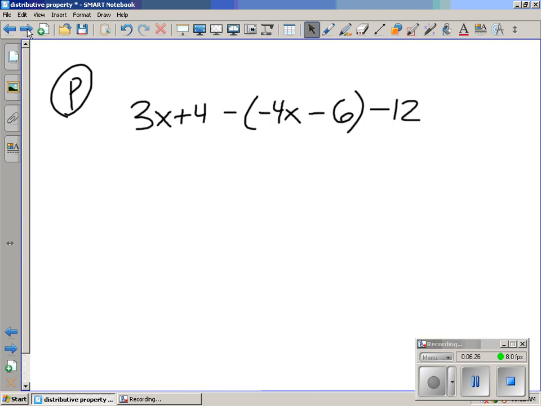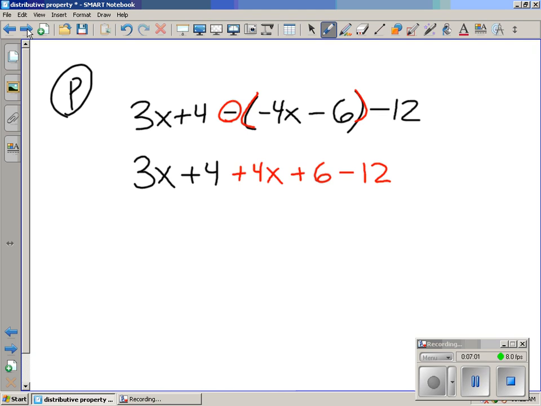Let's do another example like that. So I get 3x plus 4, and then from here I'm going to use that strategy that I talked about in the last example, and I'm just going to take the opposite of the parentheses. So the opposite of -4x is a +4x. The opposite of -6x is a +6, or not 6x, but 6. Opposite of -6 is +6, and then I tack on the -12 at the end.